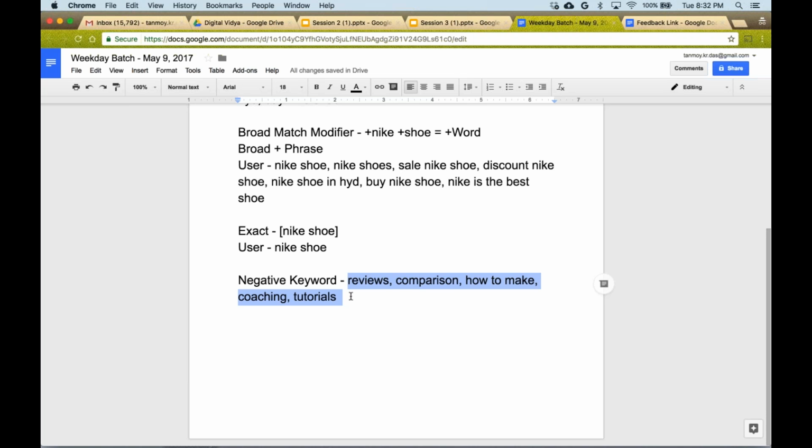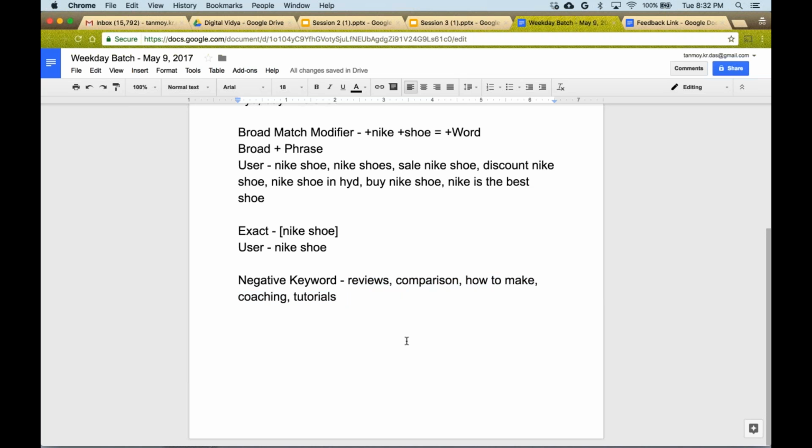All right, any other questions on these keyword matching options? No. Rest of the people all good with this? Okay. All right, awesome. Okay, let's go into the account right now.